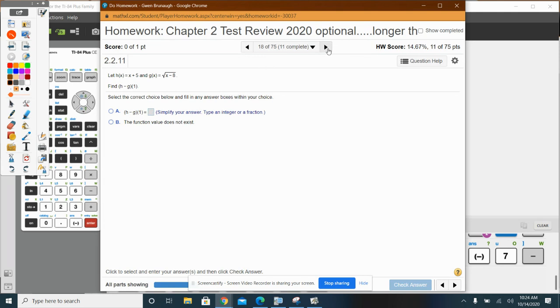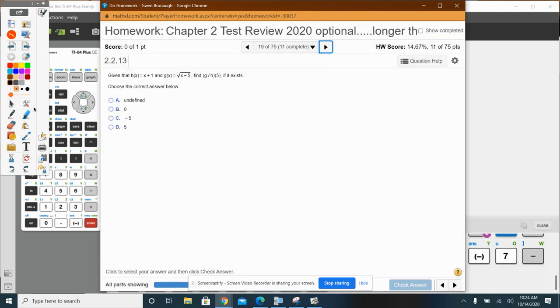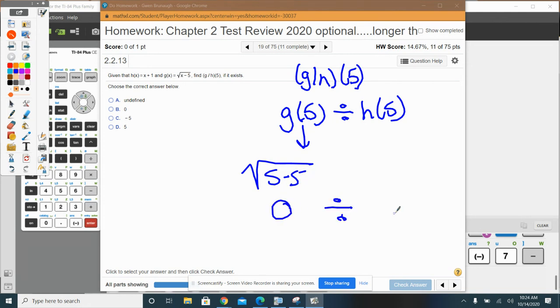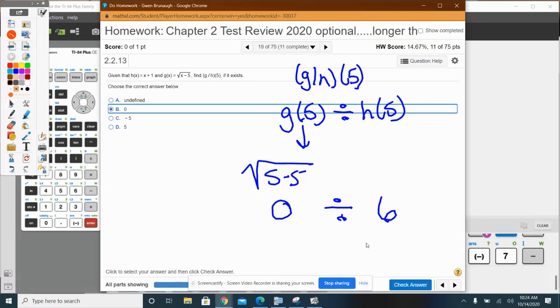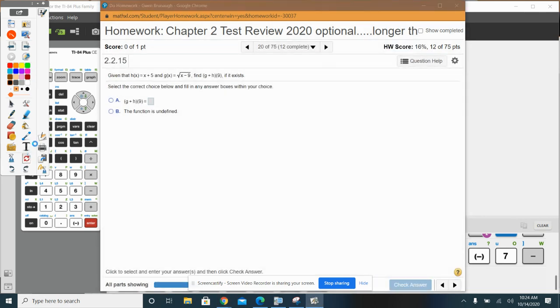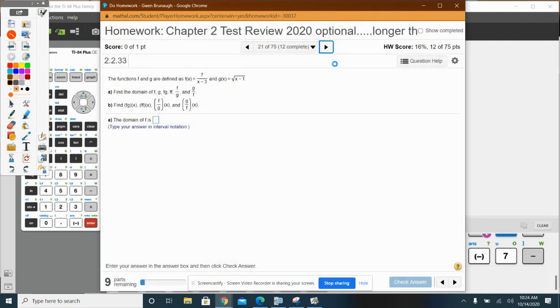Okay, we're going to skip this one and go to number 19. In question 19, they want g divided by h of 5. That's the same thing as g of 5 divided by h of 5. So I'm going to go ahead and do g of 5 here. That's the square root of 5 minus 5, which is just 0. 0 divided by 6 does exist. Your calculator can do it. 0 divided by 6 is 0. Yeah, this one's pretty similar, so we'll go to the next one.